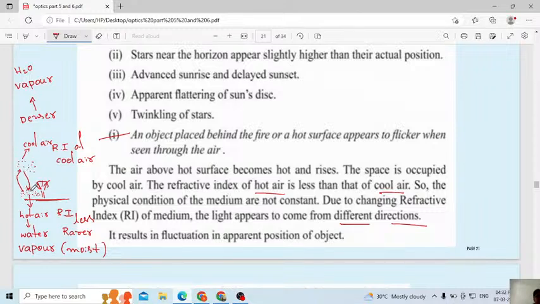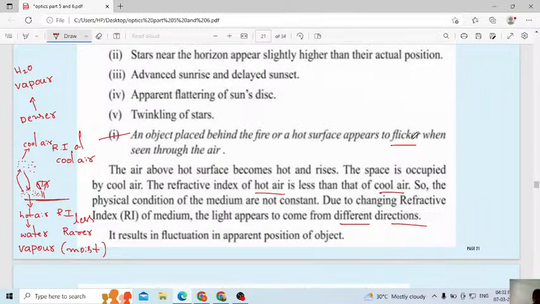Because of the change in refractive index of the medium, the light appears to come from different directions, because of the bending of light. Otherwise, you can consider it as multiple refraction. Refraction will not be constant here, it will go on changing. As a result, any object near the hot region or near the fire will appear to be flickering, like the twinkling of a star.